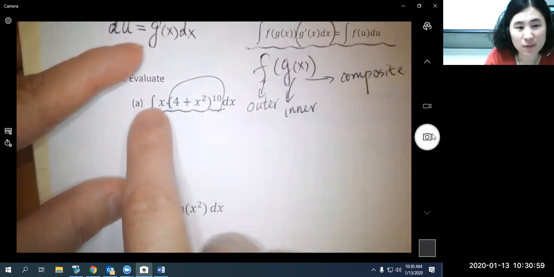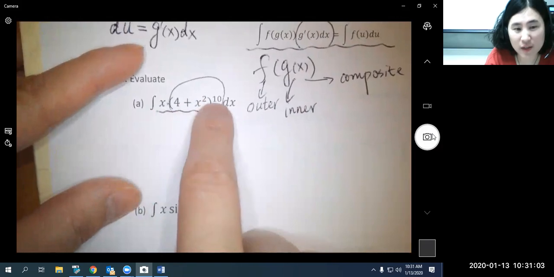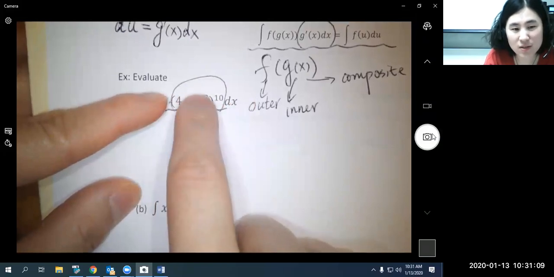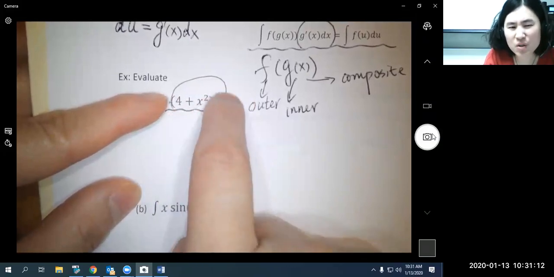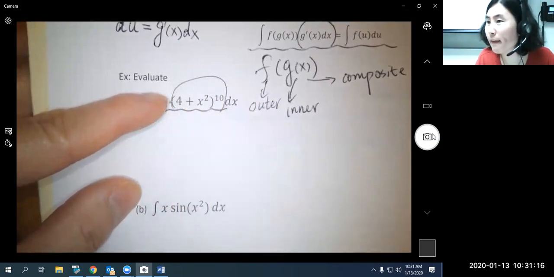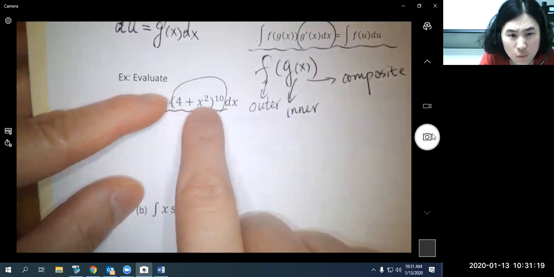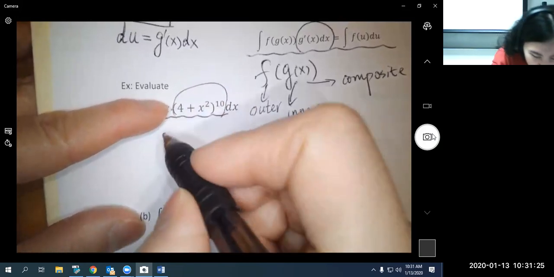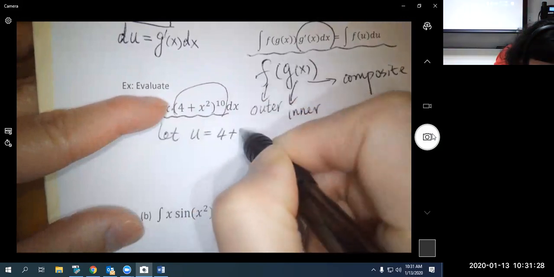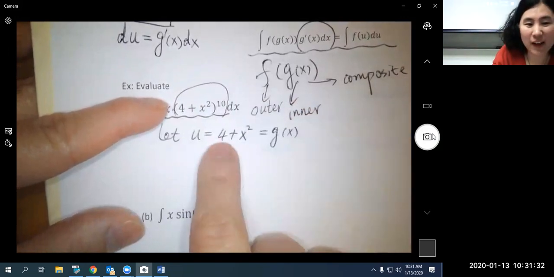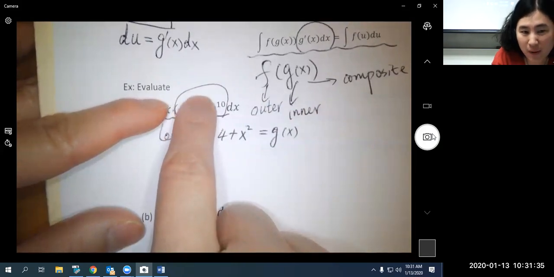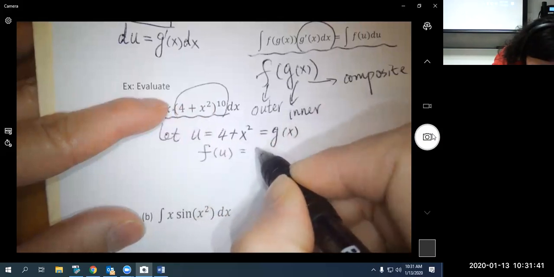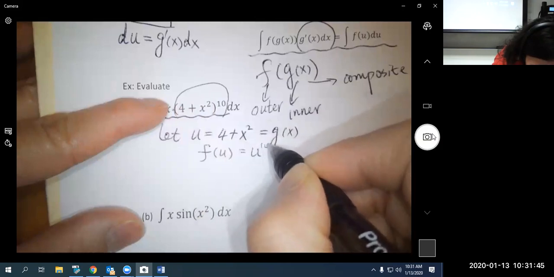Okay, so I'm going to show you this idea by using this question. We have x times 4 plus x squared to the 10th power. Just now we talked about this function, 4 plus x squared to the 10th power. Can we consider this part a composite function? Can you tell the functions? What is g, what is f? If we let 4 plus x squared be our g, and then this something to the 10th power, what is f? f of u is u to the 10th power, right?